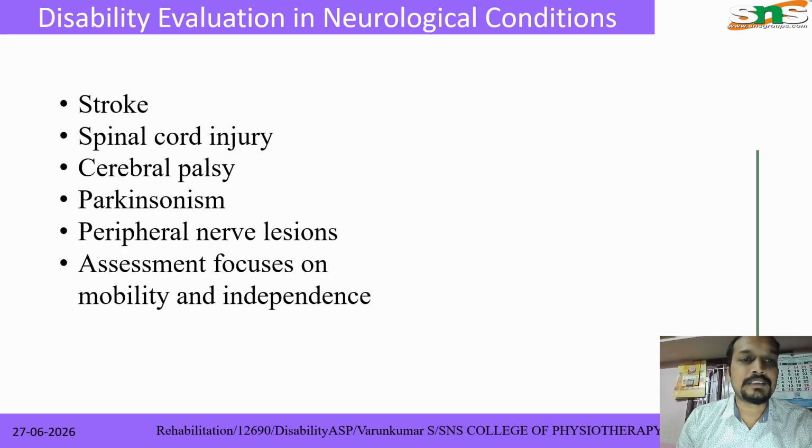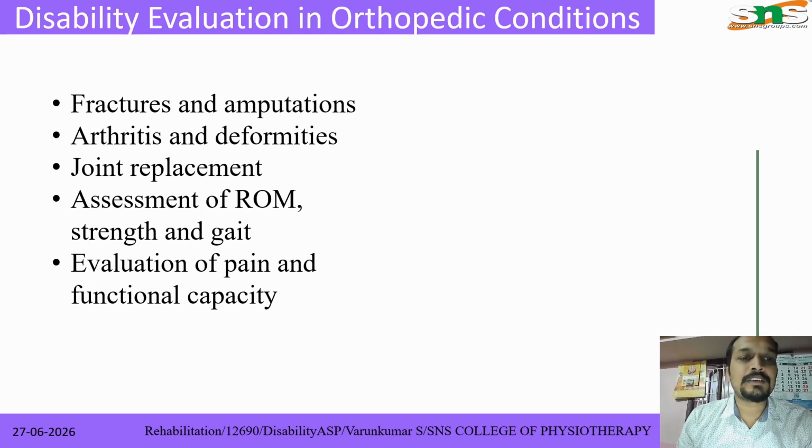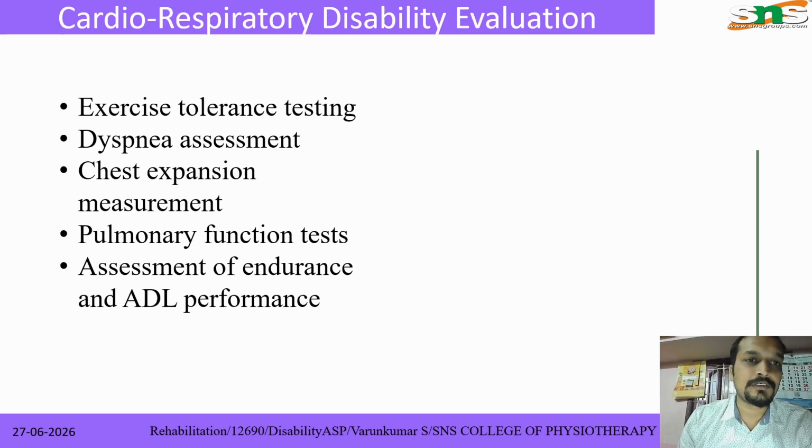Disability evaluation in neurological conditions. We need to go with the disability evaluation for different conditions like stroke, spinal cord injury, cerebral palsy, Parkinsonism, and any form of peripheral nerve lesions, and every assessment should focus on the mobility and independence of the patient, so that we know whether the patient is disabled or not. Then disability evaluation in orthopedic conditions such as fractures, amputation, arthritis, deformities, and joint replacement: assessment of range of motion, muscle strength, and gait of the patient, and evaluation of pain and functional capacity of the individual.